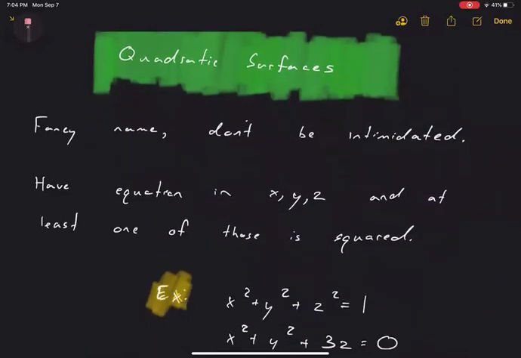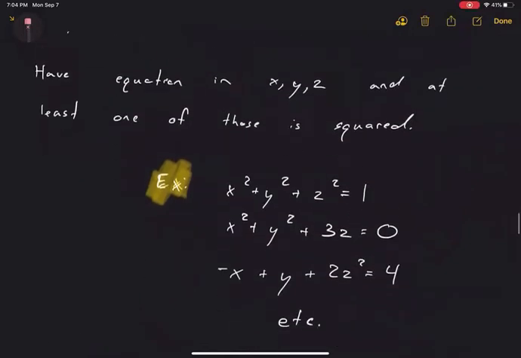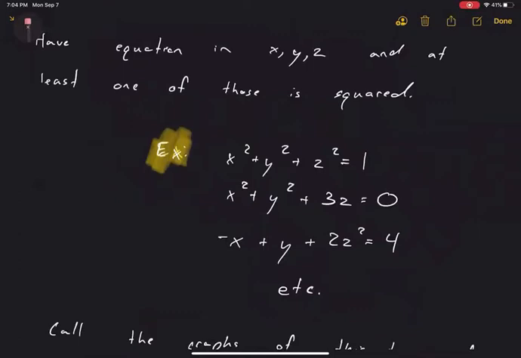So let's say we have an equation in the three variables x, y, and z, and at least one of those things is squared. So an equation like x squared plus y squared plus z squared equals 1, maybe x squared plus y squared plus 3z equals 0, negative x plus y plus 2z squared equals 4, etc.